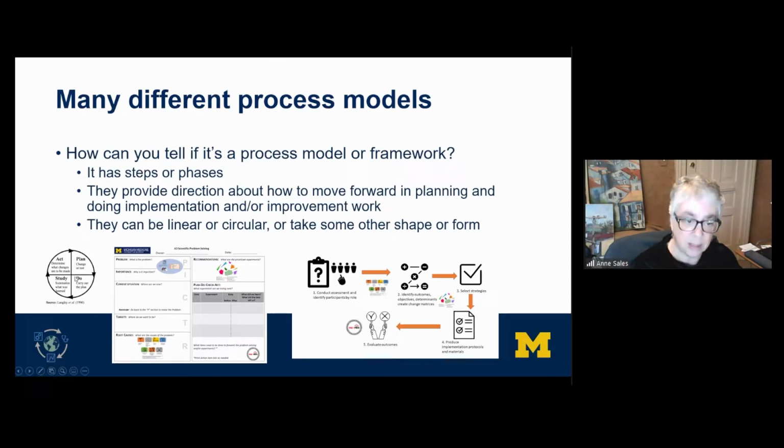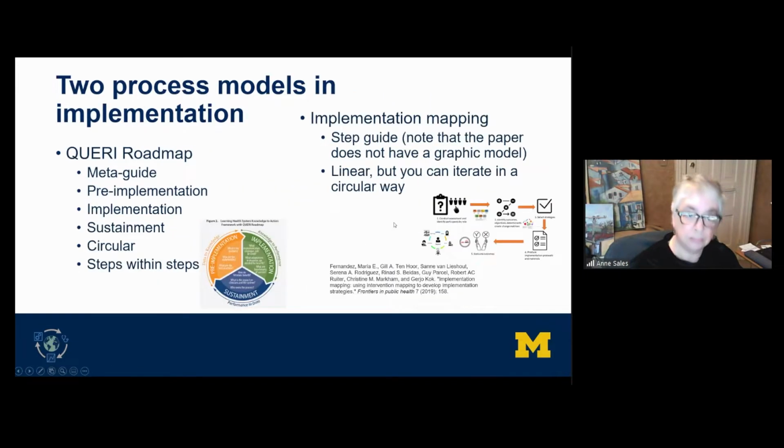I've got a couple up here that you might recognize. This is the PDSA cycle, and it's commonly used in quality improvement, not very often used in implementation research or implementation work, but I would argue that it has a lot of utility. This is an A3, and I would argue that the A3 is also a process model. It actually gives you steps and phases to follow and to complete. And then finally, the implementation mapping process model, which I'll talk more about in detail.